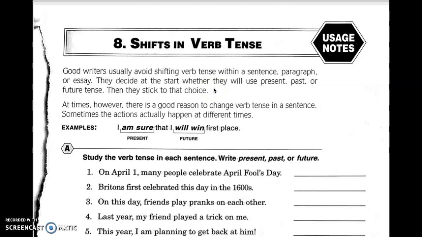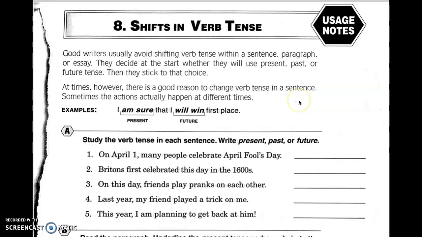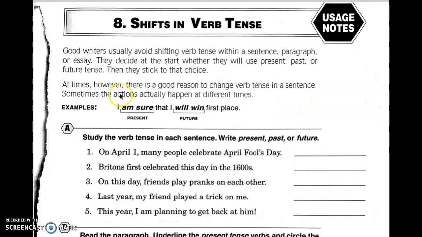You decide whether or not you're going to be writing it in present tense, in which case the entire thing is usually written in present tense. Same thing with past or future. At times, however, there can be a good reason to change verb tense in a sentence. Sometimes the actions happen at different times.